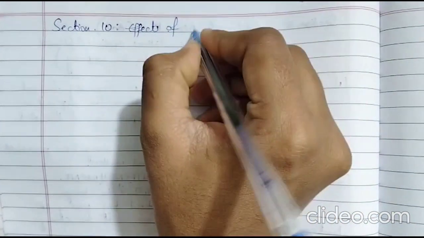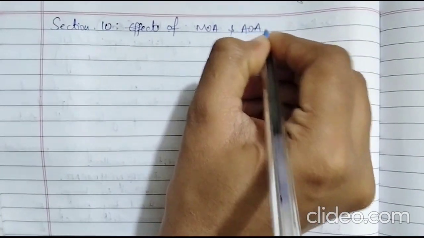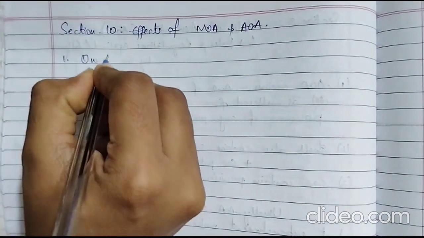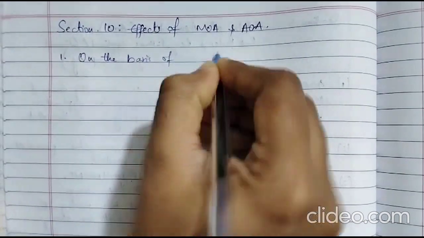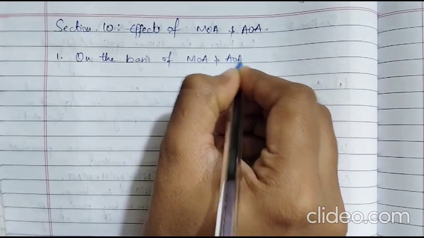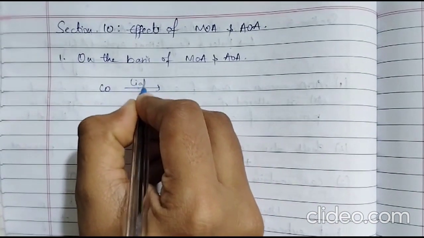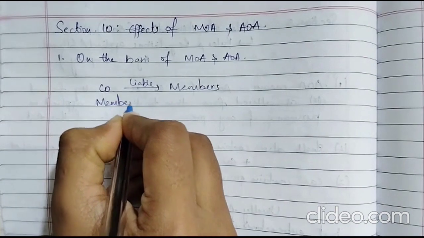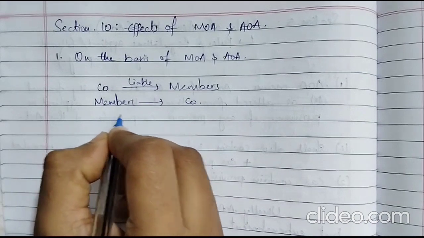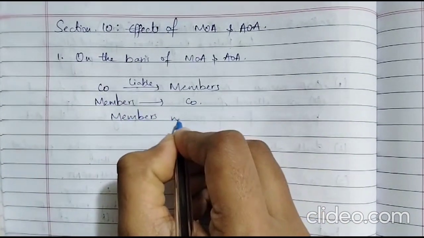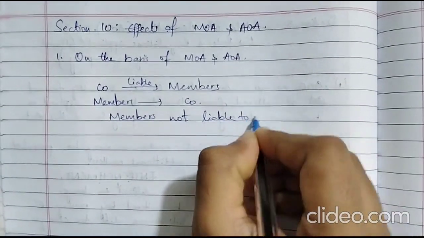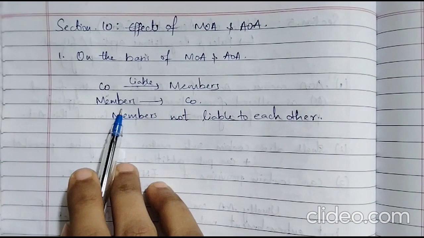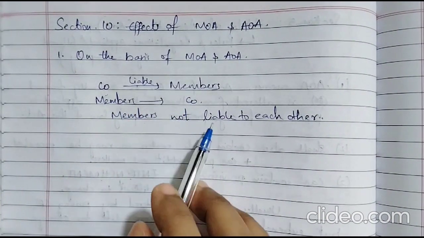Effects of MOA and AOA. What does this mean? On the basis of MOA and AOA, company is liable to members. Members are liable to company. In general, members are not liable to each other. Company is liable to member. Members are liable to company, but members are not liable to each other.